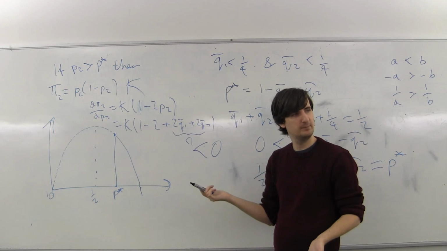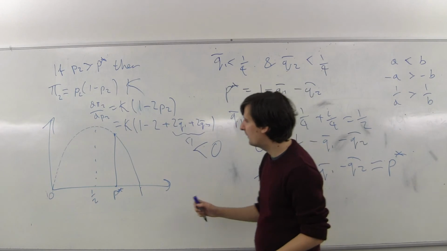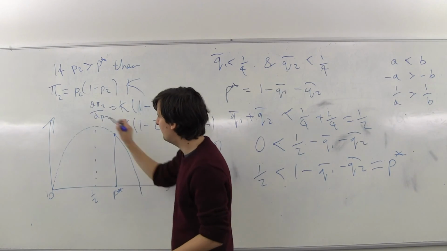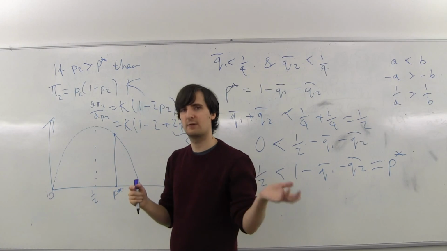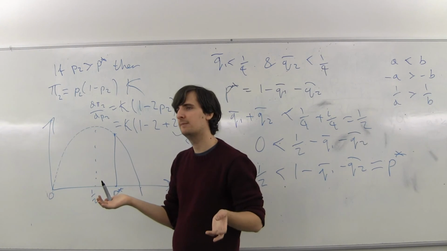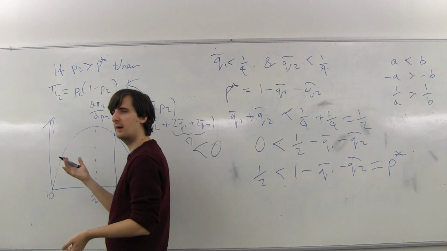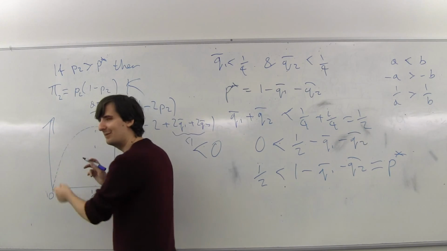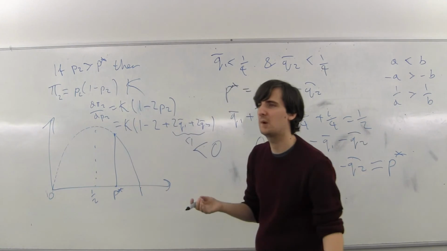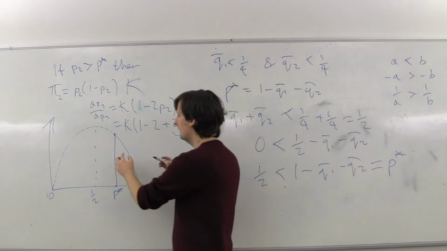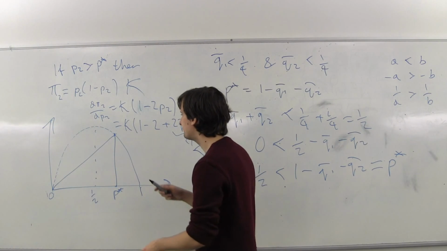So that's one way you can approach the problem. That's what we did in the lecture. The other way you can approach the problem is you can think, well, the general profit function has to look something like this. And what we need to know is whether we're to the right or to the left of the maximum. If we're to the left of the maximum, then we do want to increase our price. If we're to the right of the maximum, we don't want to increase our price, because the profit function is different below that point.